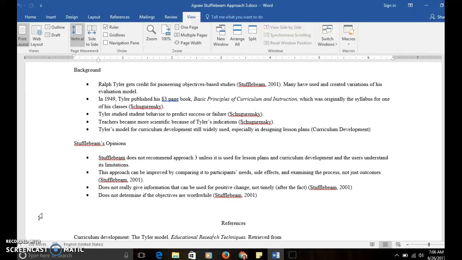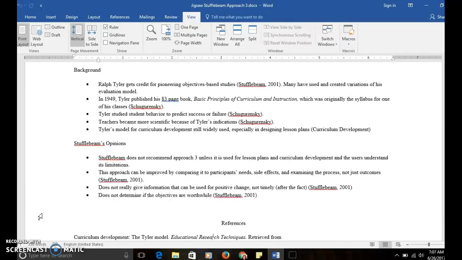For the background, Ralph Tyler gets the credit for starting this type of study, and it was used in education. It's still used today. A lot of people have taken Ralph Tyler's work and modified it for their uses. It was in 1949 when Tyler published his little book, which was only 83 pages. It's called Basic Principles of Curriculum and Instruction, and it started off as the syllabus for one of his classes. So either it's a really long syllabus or a really short book.